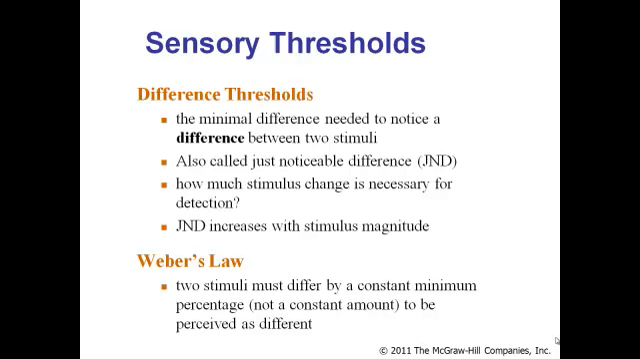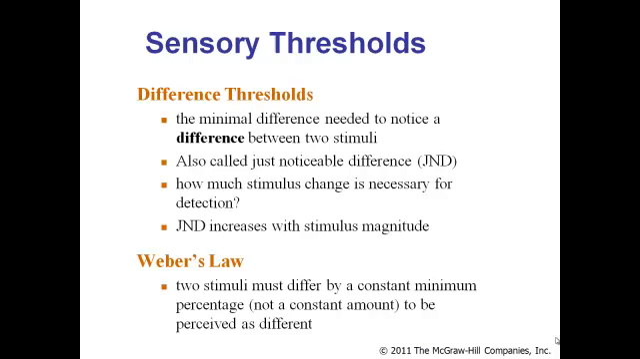So the difference threshold is the minimum difference needed to notice a difference between 2 stimuli. This is also called a just noticeable difference. And again, kind of similar: about half the time you'd get it, half the time you won't. Similar to the absolute threshold. So in other words, there needs to be a sufficient amount of change, or sufficient percentage of change, really, in order to be able to detect the change.